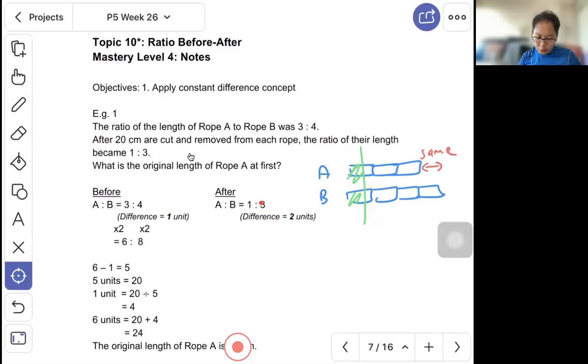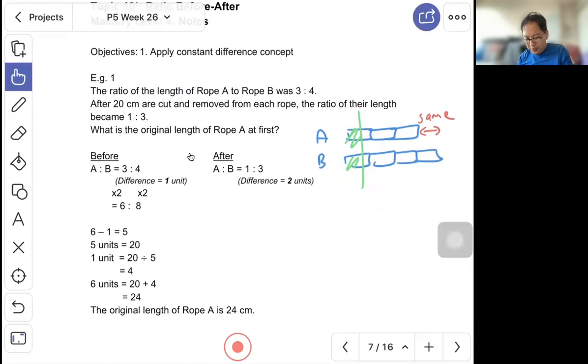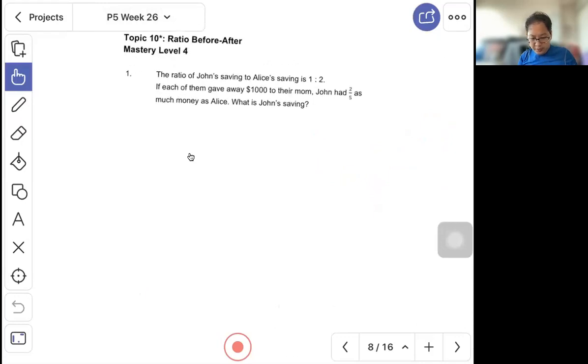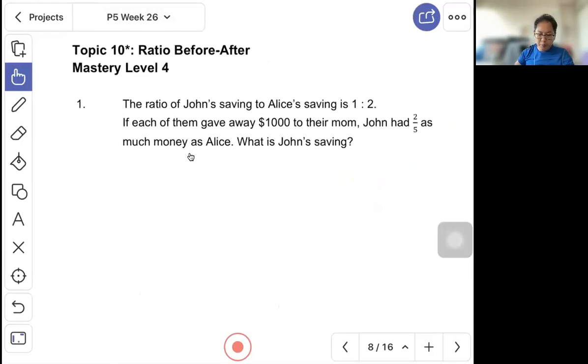We compare from 6 to 1, decrease by 5 units. So the 5 units is the 20 cm. And 1 unit will be 20 divided by 5, 4. And to find rope A at first, there is 6 units. So 6 times 4, 24. So rope A is 24. Now, Mr. Tan, you have 3 minutes to do the practice question.